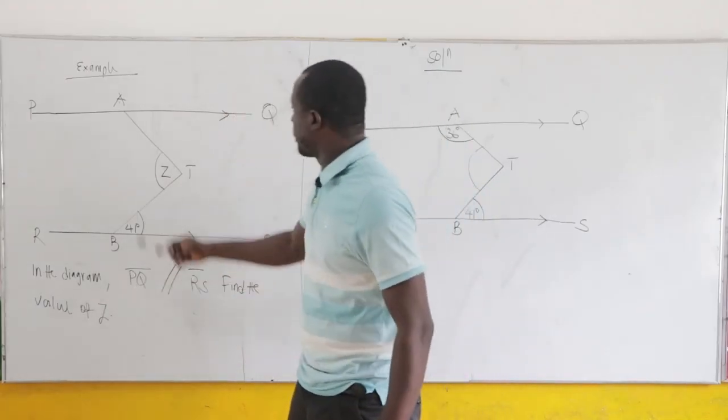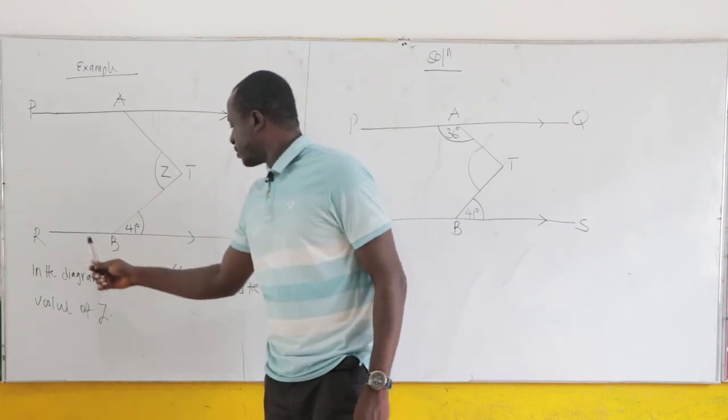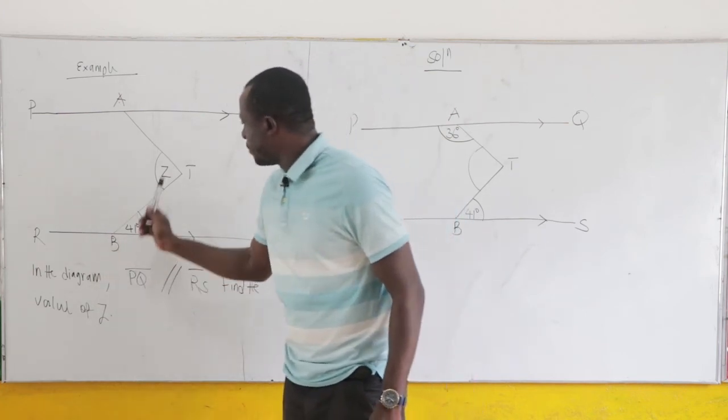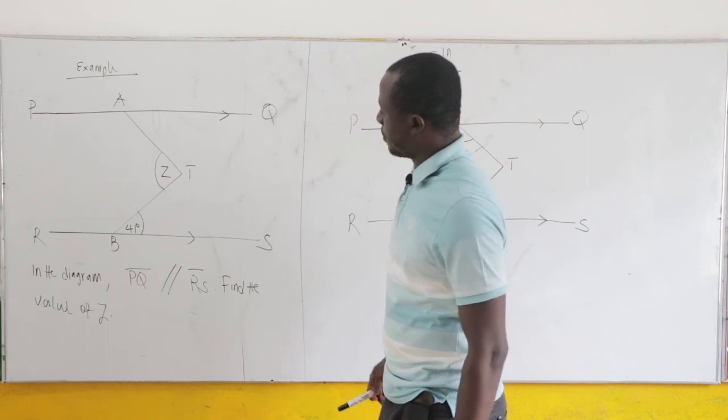Now let's consider this example. We have been given the diagram, PQ is parallel to RS. You should find the value of Z.